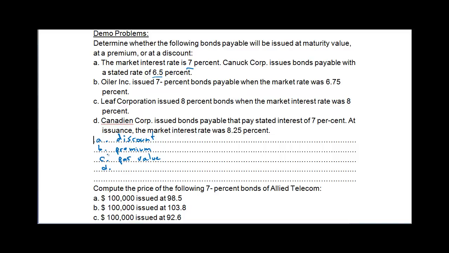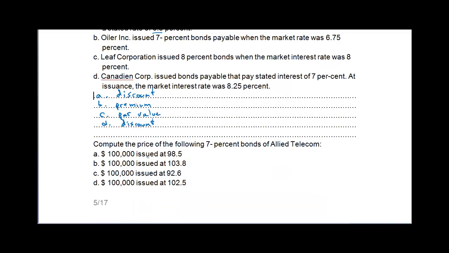And Canadien Corp issues bonds payable that pay a stated rate of interest of 7%. At the date of issuance, the market rate was 8 1/4. Therefore, the market is going to be very disappointed in these bonds, kind of like they are with the hockey team right now. And they will be issued at a discount.